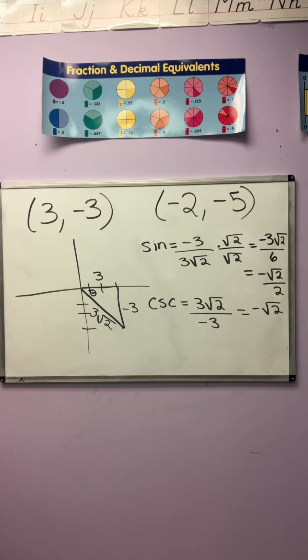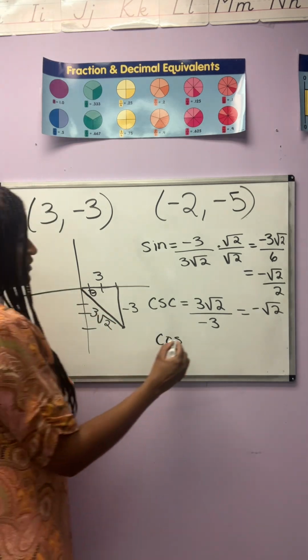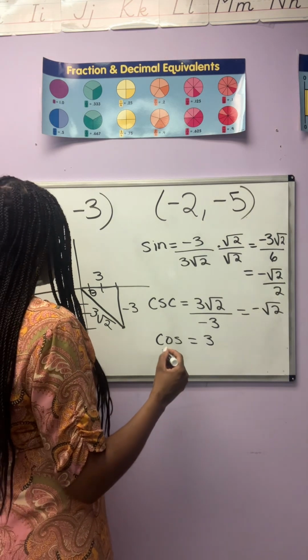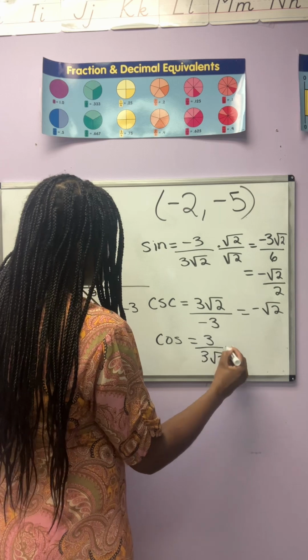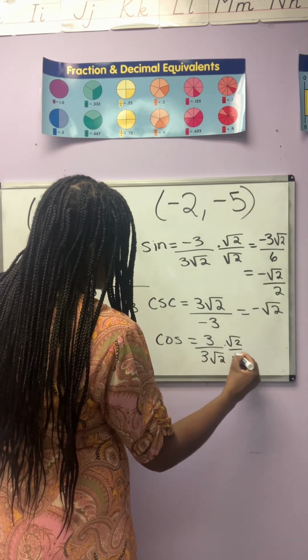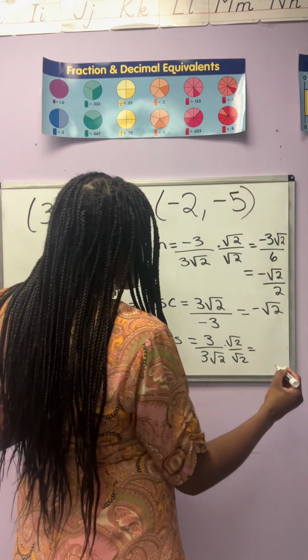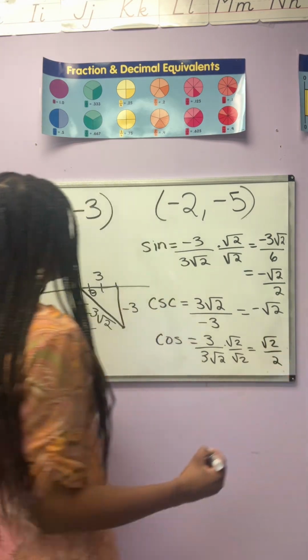If we're doing cosine, cosine is adjacent over hypotenuse. So do remember this is a 45, 45, 90. So you're going to see a lot of the same thing. 3 over 3 square root of 2. So we'll multiply that by square root of 2. And I'm just going to have the positive version, which was square root of 2 over 2.